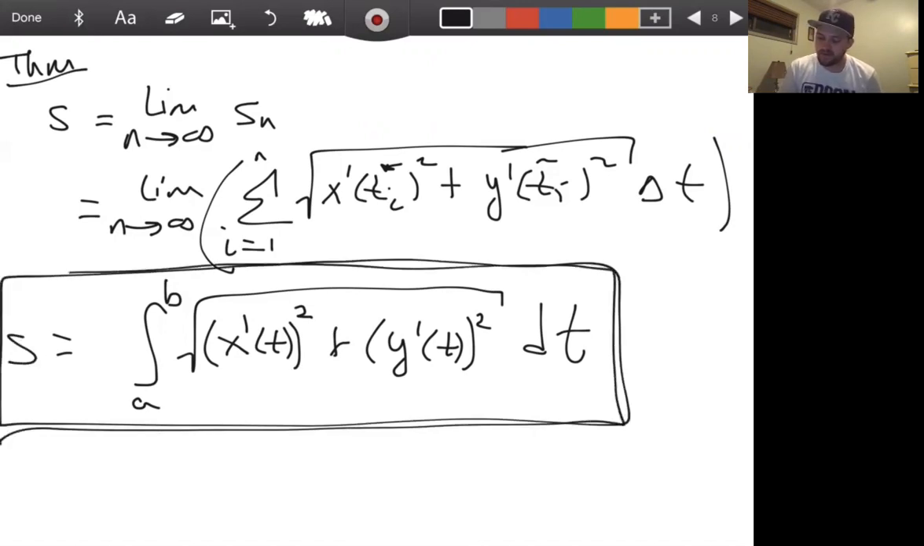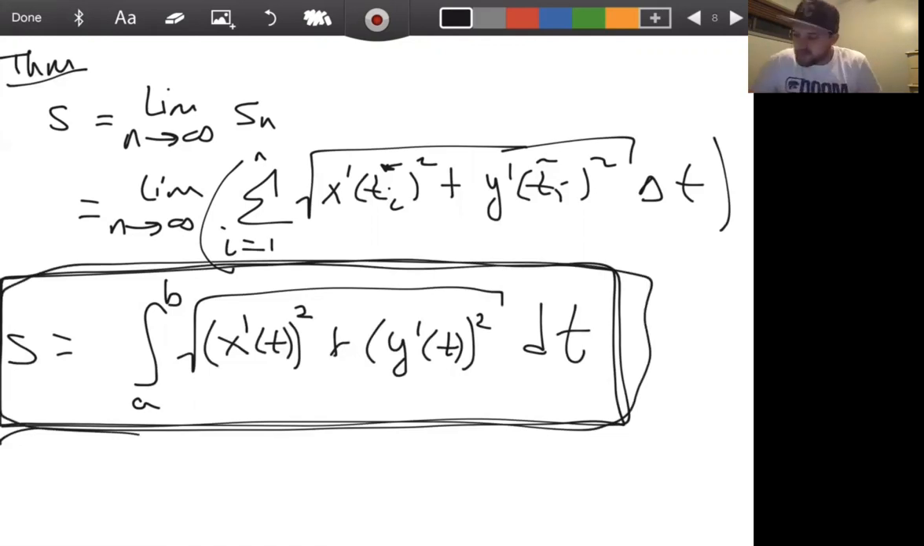So to find arc length, you don't have to go through this really rigorous derivation of the arc length integral. You just look at your parametric curves, take the derivative of x, take the derivative of y, plug them into the formula and integrate. And we get this nice formula for arc length. Okay.